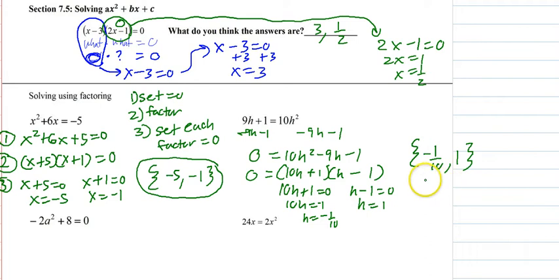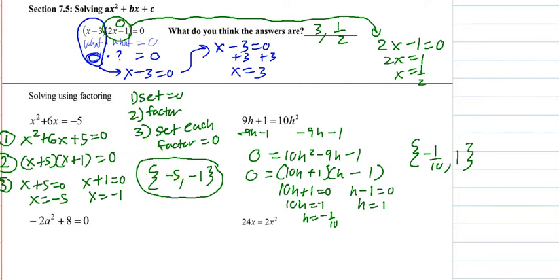How do you know they're correct? You plug them back in. These are still solutions to your equation. So if you plug in 1, you get 9 times 1, it's 9, plus 1, it's 10. And over here we have 10 times 1 squared. That's also 10. Checks out. You do the same with the -1/10, it'll work. Same with these two, the -5 and the -1, plug them back into their equation, you get the right answer.